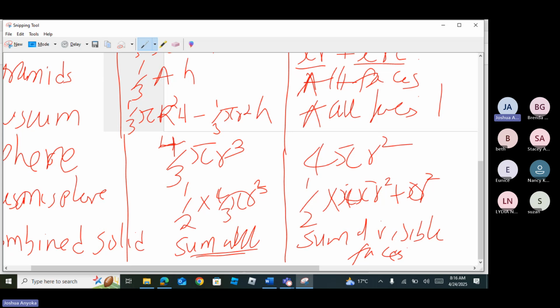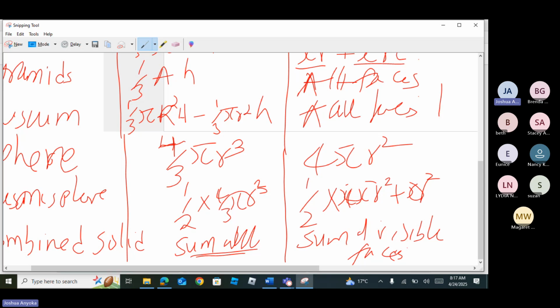We don't want the invisible ones, the ones which are fused. We want to see the ones which are likely to be painted. If this solid is immersed in water, which surface is going to get in touch with water? So we don't include the invisible faces, we include all the visible faces. These are the surfaces that we are going to interact with.